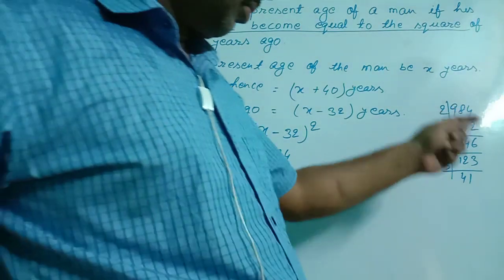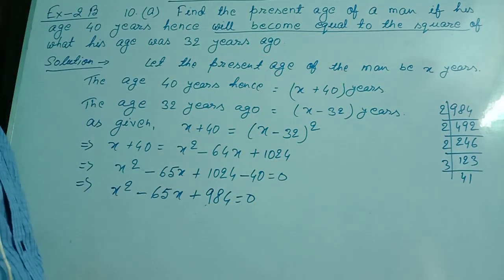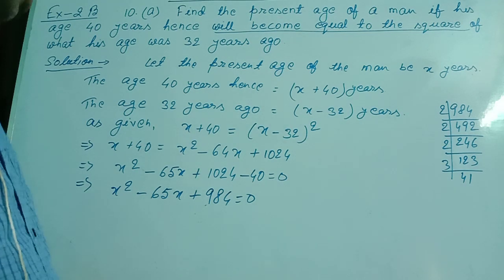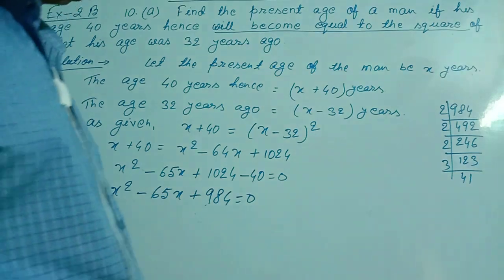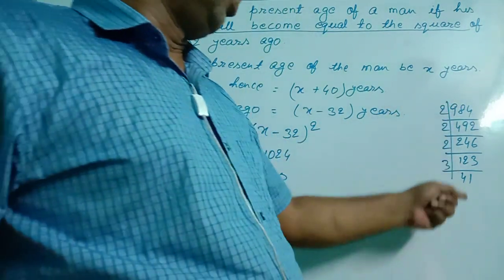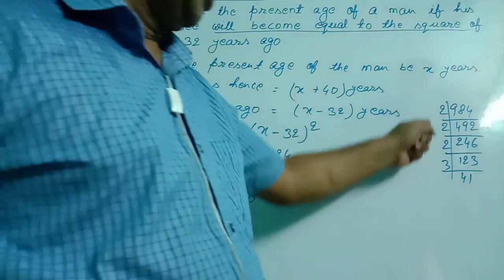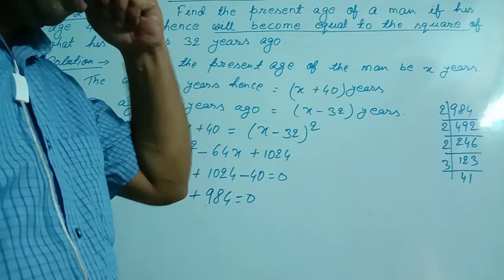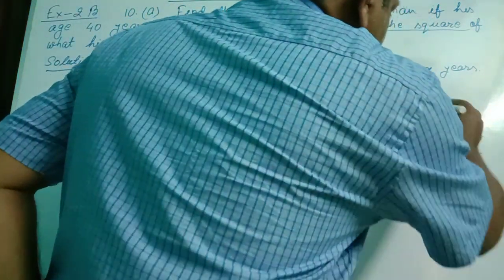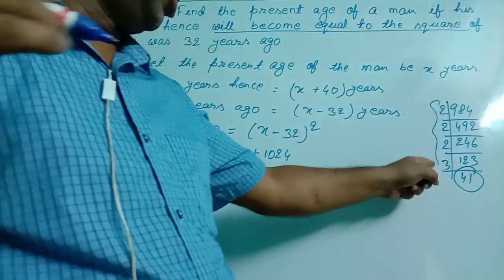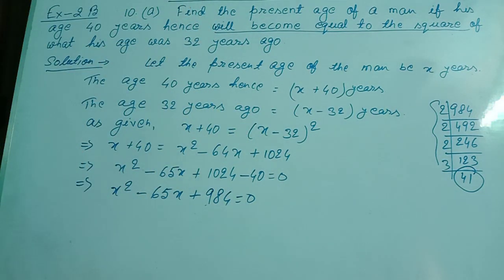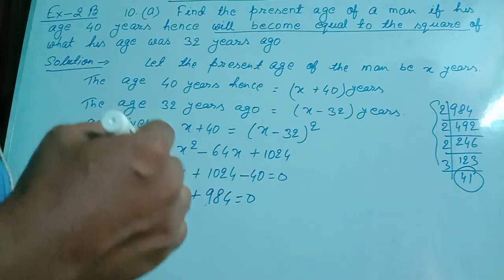Now we shall split this number 984 into two numbers such that the addition or subtraction of those numbers should be equal to 65. Since the number is bigger, I went through prime factorization and I got these prime factors. Now we make two groups of numbers. First I made 41 and second 24. 41 and minus 24 equal to 65.